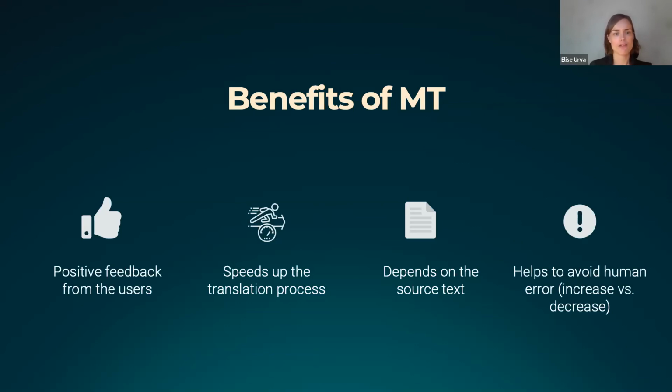And we discovered that it depends on the source text. Machine translation works best with short and concise sentences. But if the sentence is longer, then the machine can make more mistakes. And we also saw that compared to using translation memory, machine translation helped to avoid human errors.